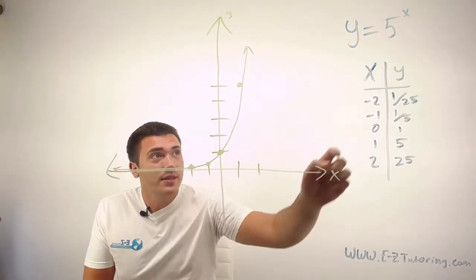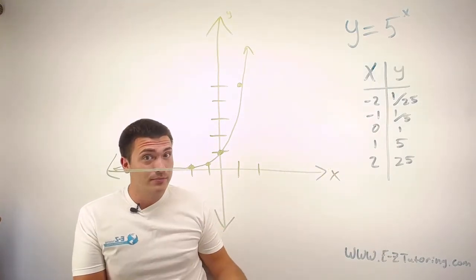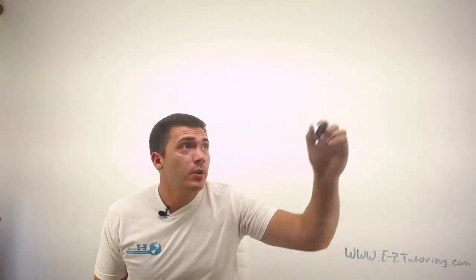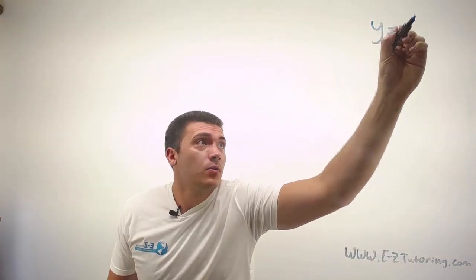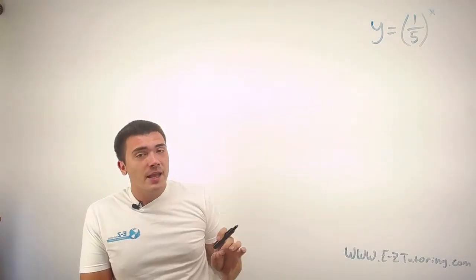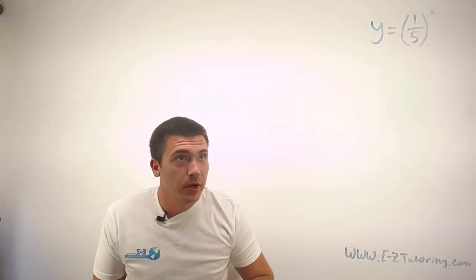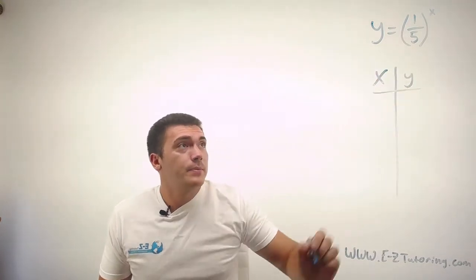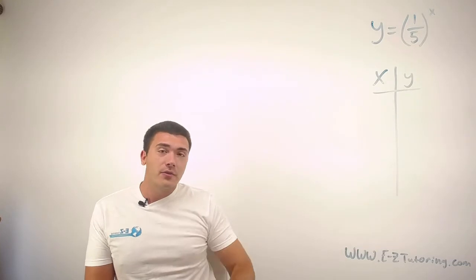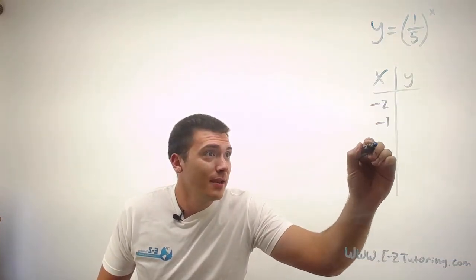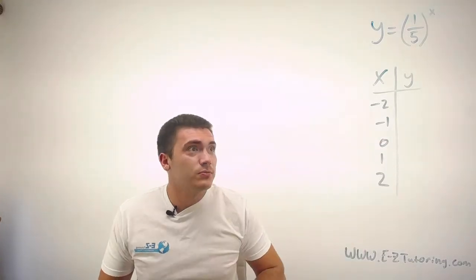Now, what happens when this constant is a fraction? Well, let's see. Suppose that right now we have y equals 1 over 5 to the x. So it's the same as last time, except that the 5 is flipped and we have 1 over 5. So once again, your first step to any exponential function is to make your xy table. You guys already know what numbers we're plugging in. We're plugging in -2, -1, 0, 1, and 2.